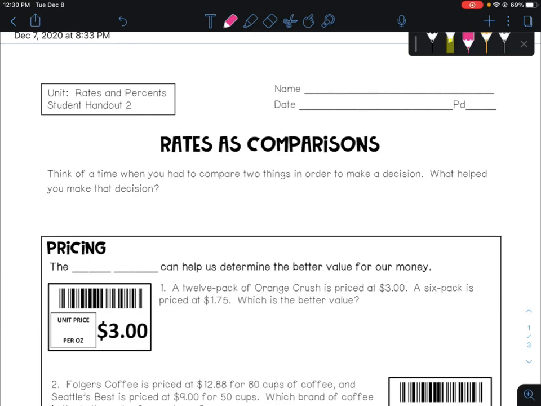For lesson 2, we'll be looking at rates as comparisons. So let's start by thinking of a time when you had to compare two things in order to make a decision. What helped you to make that decision? When I read this, I think about being at the store and trying to find a better deal. And to do this, I have to figure out a way to compare the price, right? And the way that you actually usually do this is with division.